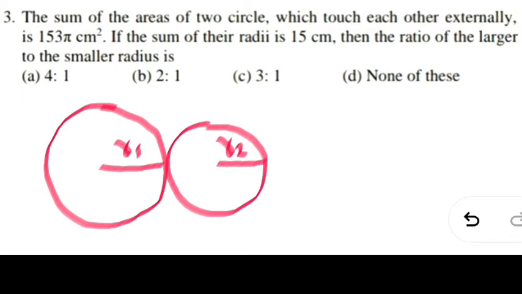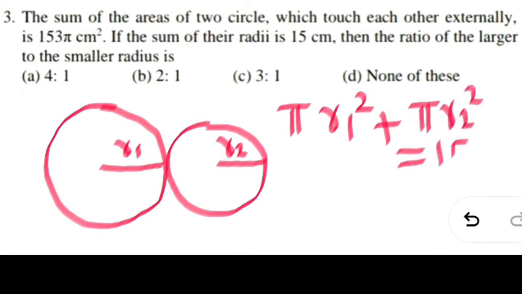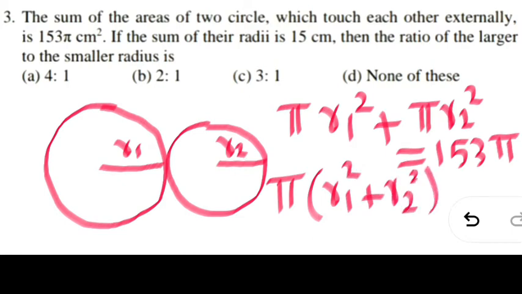It is given that the two circles touch each other externally, and the sum of the areas of the two circles is 153 pi centimeter square. That means, the area of the first circle is pi R1 square, plus the second circle, pi R2 square. It is given that it is 153 pi. If you simplify, pi is common in the first and second term, so you will get pi into R1 square plus R2 square is equal to 153 pi. If you cancel pi on both sides, you will get R1 square plus R2 square is equal to 153.